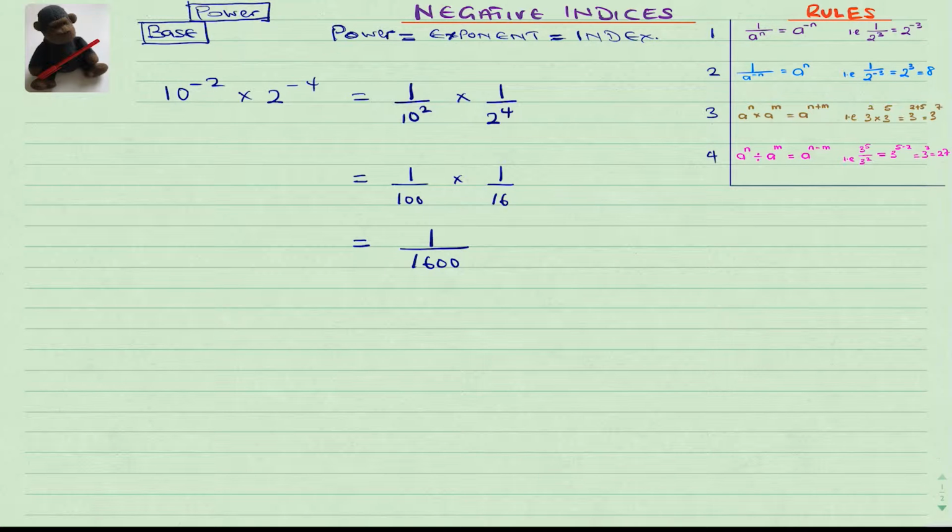Mind you, you could go back the other way too. So remember, you can always go back the other way. 1 over 1600 is 1 over 100 times 1 over 16. 1 over 100 is 10 to the power minus 2. And therefore, 1 over 16 is 1 over 2 to the power 4, which then becomes 2 to the power minus 4. And therefore, you get 10 to the power minus 2 times 2 to the power minus 4.